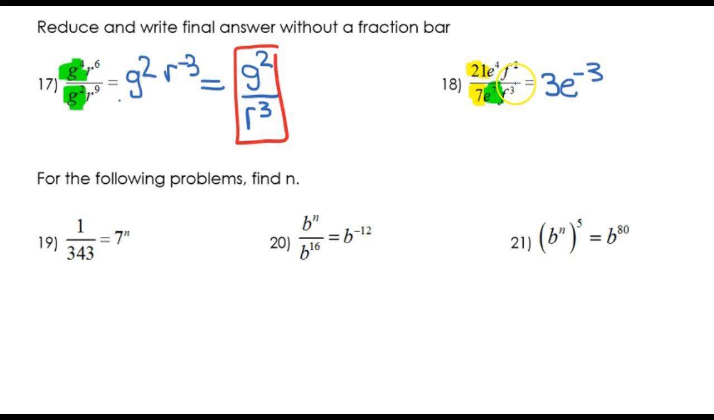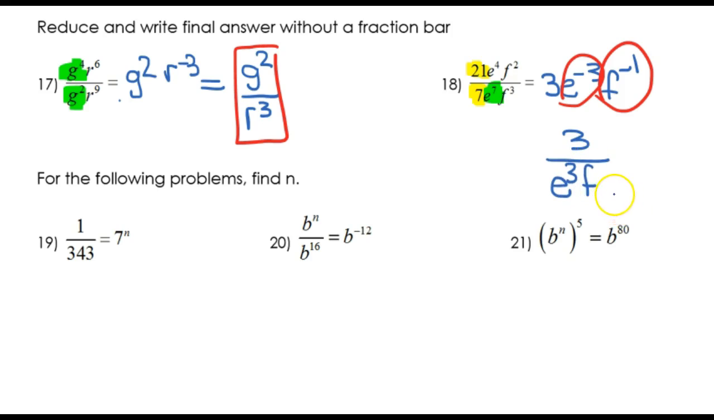So f to the 2nd divided by f to the 3rd. 2 minus 3 gives me f to the negative 1st power. Now I want to express this with positive exponents. So e to the negative 3rd power, f to the negative 1st power. What we say as a shortcut here is cross the line, change the sign. So we have 3 over e to the 3rd f. I can write f to the 1st power, but I can just leave that f alone. That's your answer for 18.